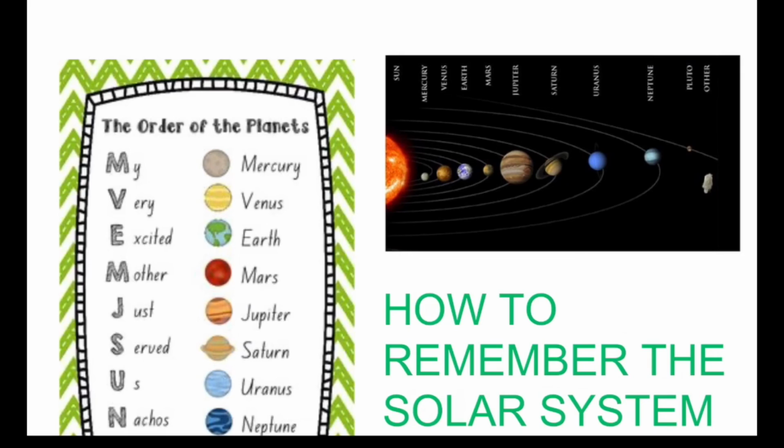There's an acronym to use to remember the solar system. My very excited mother just served us nachos. Each of the letters at the beginning of the words correlates with every planet: Mercury, Venus, Earth, Mars, Jupiter, Saturn, Uranus, and Neptune.